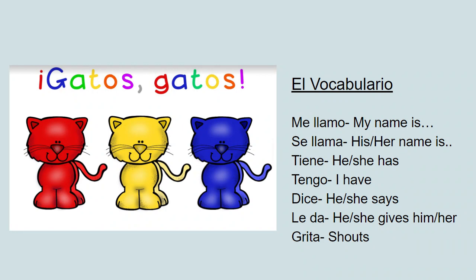All right, so we are going to reinforce our colors and strengthen our reading skills today with our first story called Gatos, Gatos, Cats, Cats. Some new vocab we have: me llamo, se llama, tiene, and tengo, dice, le da, and grita. So you'll see these come up throughout the story. So if you want to make a little vocabulary sheet in your notebook, so when you see it, you'll be able to recognize it, and this will help strengthen your reading.